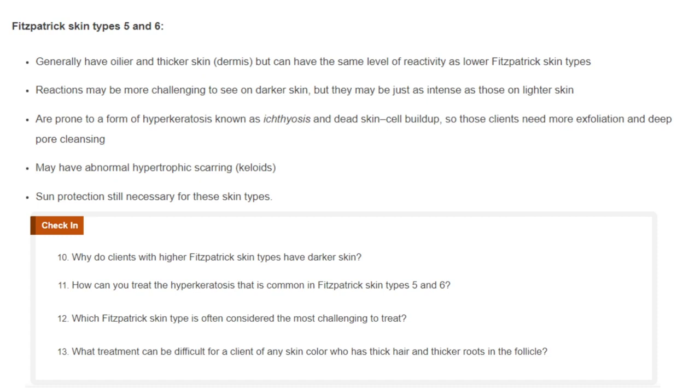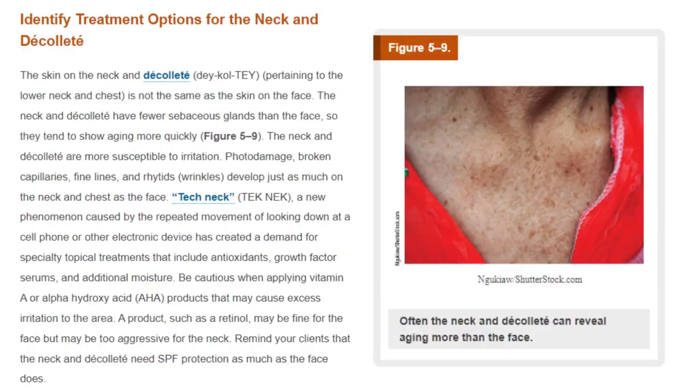Check-in. Why do clients with higher Fitzpatrick skin types have darker skin? How can you treat the hyperkeratosis that is common in Fitzpatrick skin types 5 and 6? Which Fitzpatrick skin type is often considered the most challenging to treat? What treatment can be difficult for a client of any skin color who has thick hair and thicker roots in the follicle?